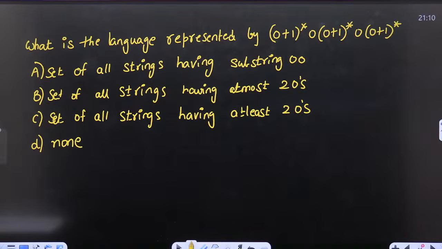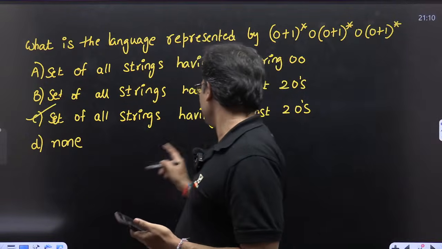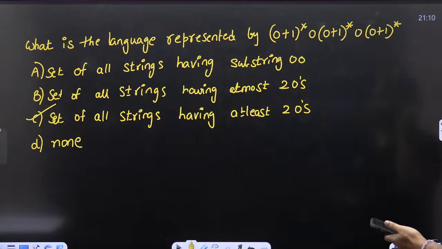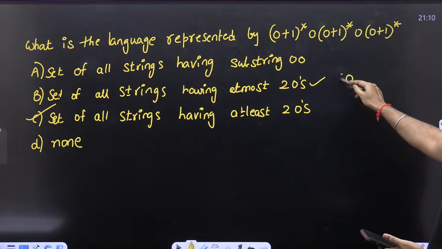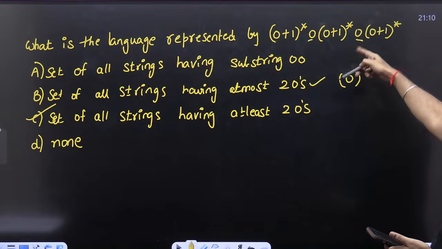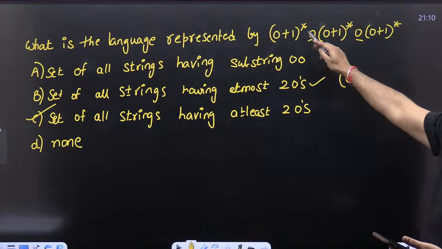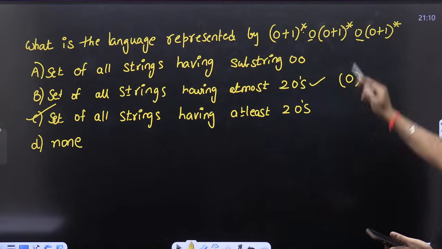Everyone is saying C. Very good. C is the answer, right? Set of all strings having at least 2 zeros. See, if I say at most 2 zeros, 0, 0 should be there, which means epsilon should be there, but epsilon is not there. The minimum string is 0, 0 in this.